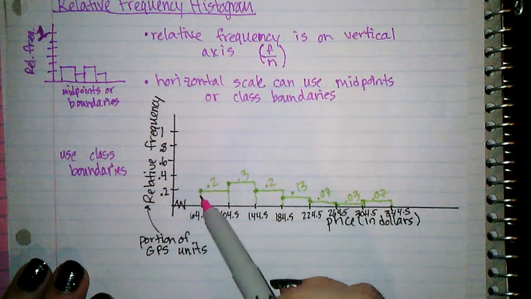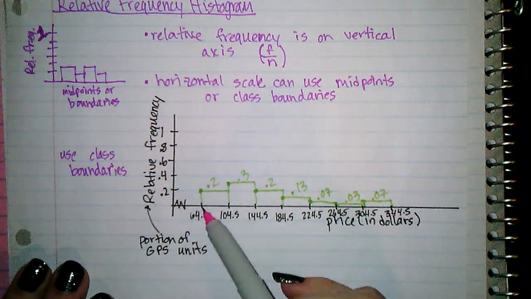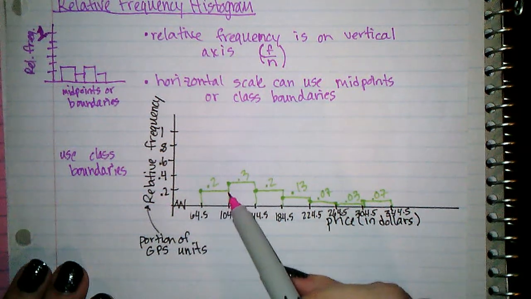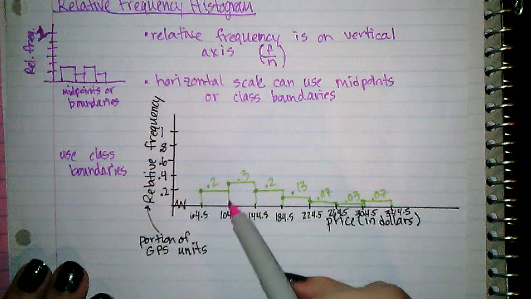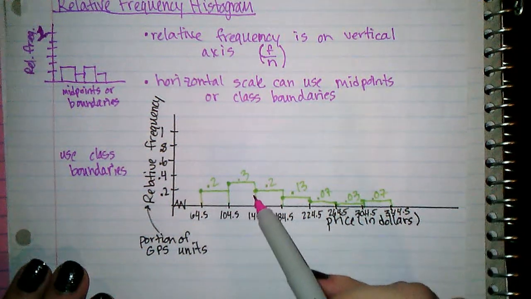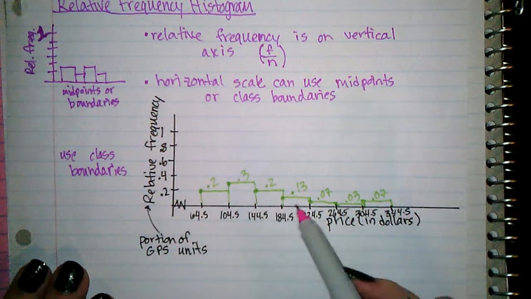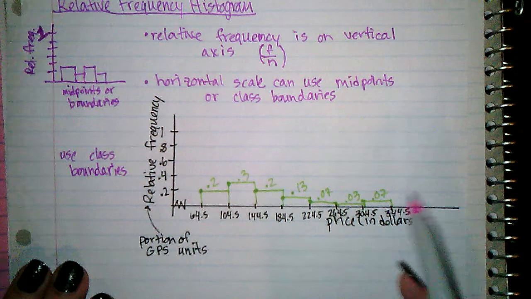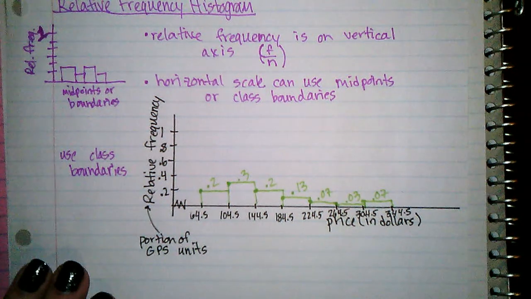So what I do is I take each class boundary section and I make it up to the height of the relative frequency. So the first section was 0.2, the second section was 0.3, and then 0.2 again, 0.13, 0.07, 0.03, and 0.07 again.